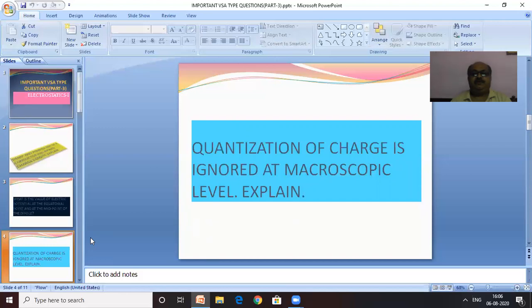So if a certain amount of charge is either removed or added, net value of charge on macroscopic object remains same. And that is why we say that quantization of charge is ignored at macroscopic level.